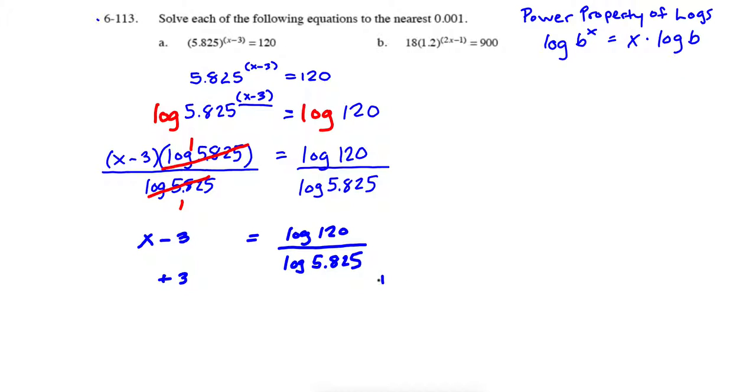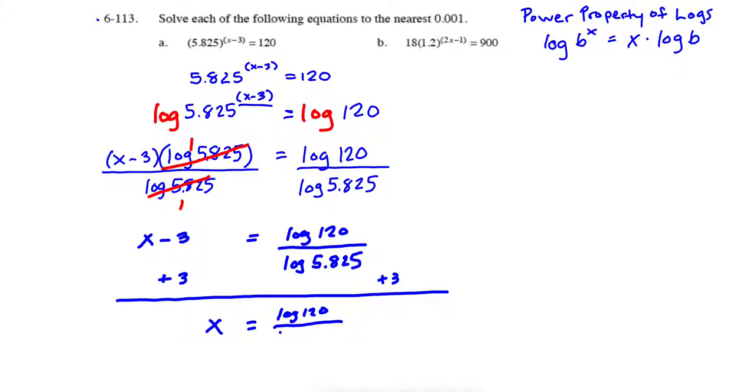So we'll add 3 to this side, and you'll see x is going to equal the log of 120 divided by the log of 5.825, and then plus 3. So what we're looking at here is, you can get out your calculator.